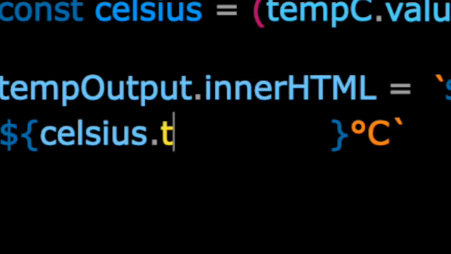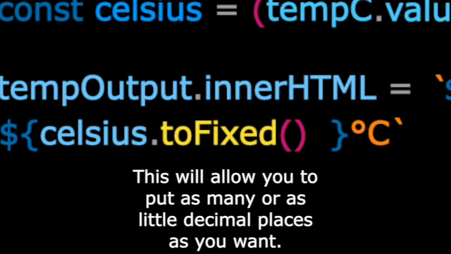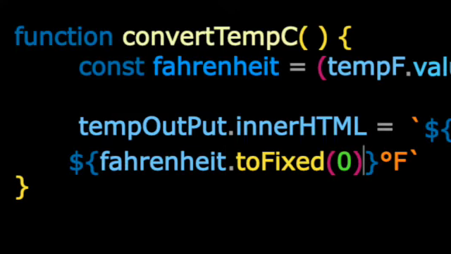Instead of worrying about that, let's fix it with the toFixed method. This will allow you to put as many or as little decimal places as you want. In our case, we want 0. That's much better. Now we could do it for Celsius.